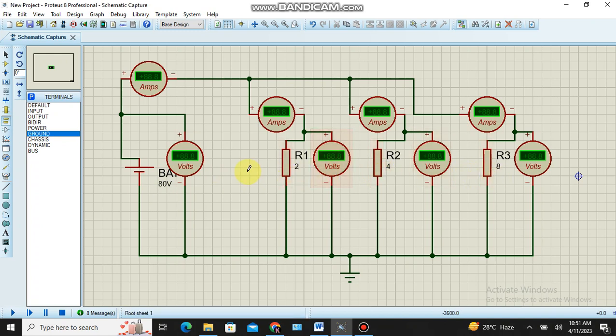Okay. What will be the total resistance? The total resistance: 1 divided by RT equals 1 by R1 plus 1 by R2 plus 1 by R3. Likewise, we have to calculate the equivalent resistance in the parallel circuit. What will be the total voltage? Total voltage Vt equals V1 equals V2 equals V3. The voltage across the parallel circuit will be the same.